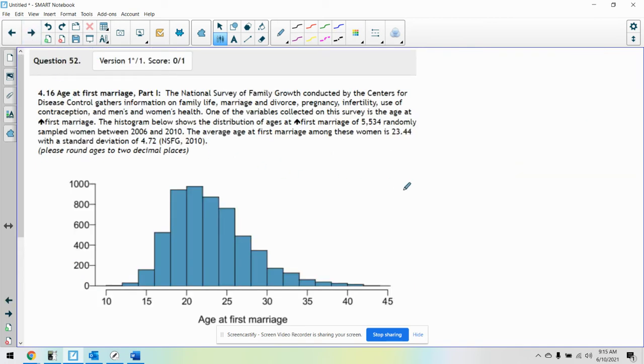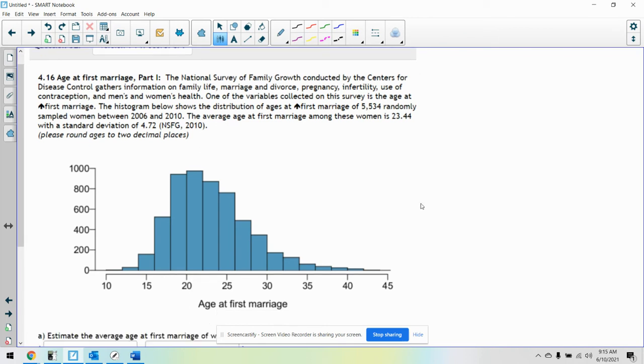All right, let's move on. That was 49. This is 52. It says the National Survey of Family Growth conducted by the Centers for Disease Control gathers information on family life, marriage and divorce, pregnancy, and so on. One of the variables collected on this survey is the age at first marriage. I'm not sure why there's an arrow there, but the histogram below shows the distribution of ages at first marriage of 5,534 randomly sampled women between 2006 and 2010. Average age of the first marriage among these women is 23.44. So we say x bar. I don't know if we're going to need it, but let's just write it down. It's 23.44. We have a sample of 5,534 people.